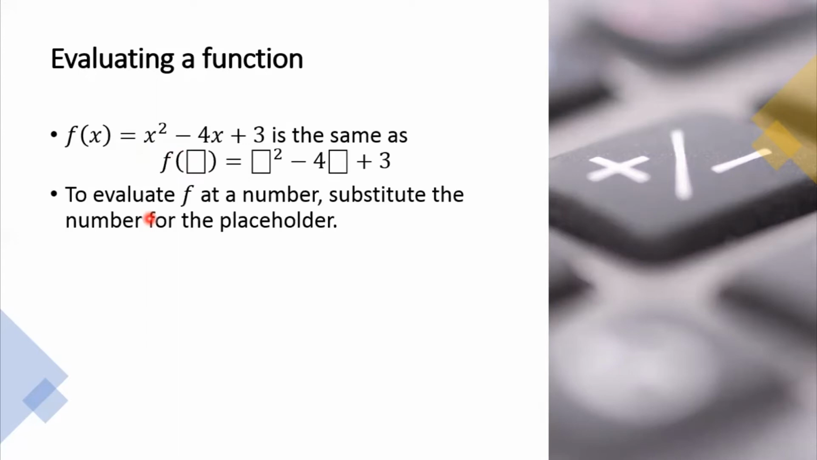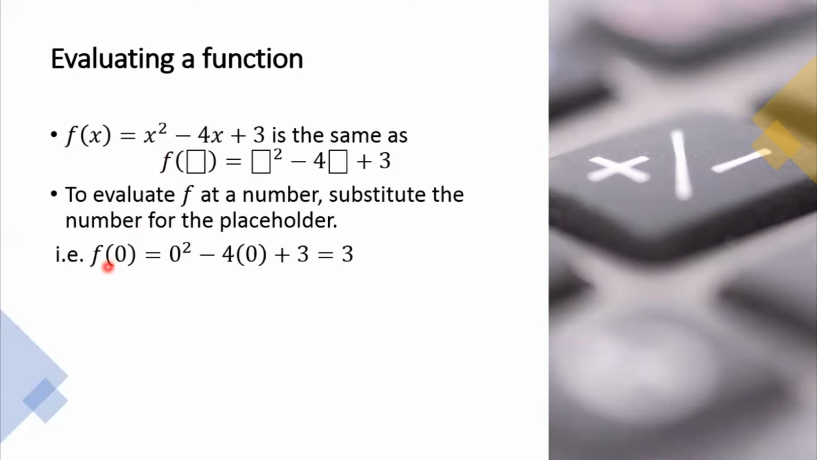So to evaluate f at a number, simply substitute the number for the placeholder. If you want to know the function value, we're given the function and we want to know the function value given a specific value of x, let's say 1. So all we have to do is find the value of the function at x is equal to 1. We just simply substitute it for the variable, or the placeholder.